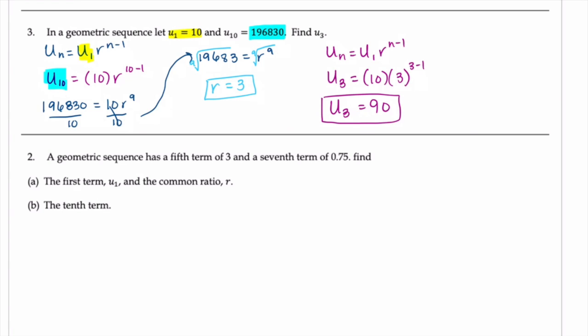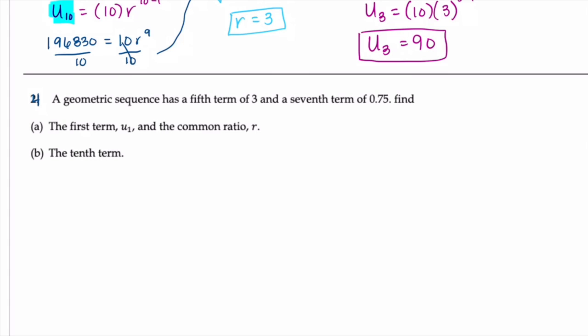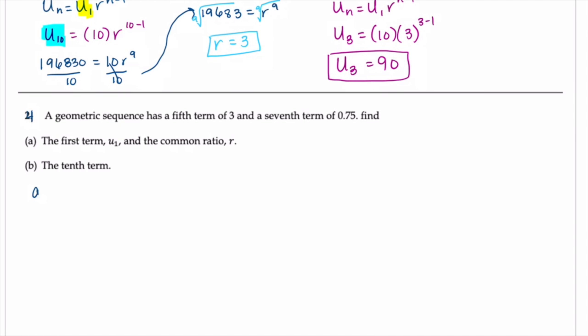Let's look at our next problem, number 4. A geometric sequence has a fifth term of 3 and a seventh term of 0.75. Find A, the first term, u sub 1, and the common ratio r. B, the 10th term. Alright, so let's start with part A. I want to find the first term and the common ratio.